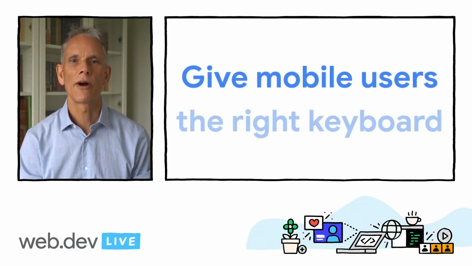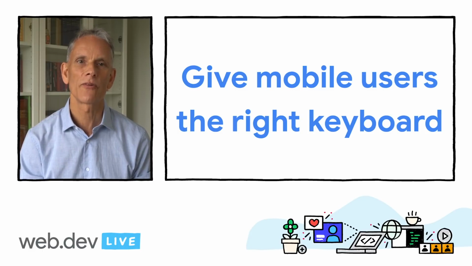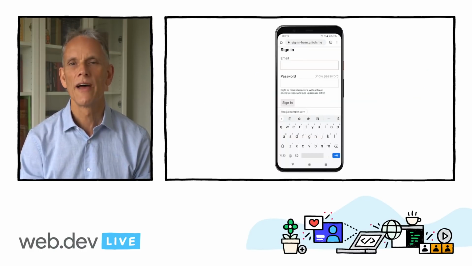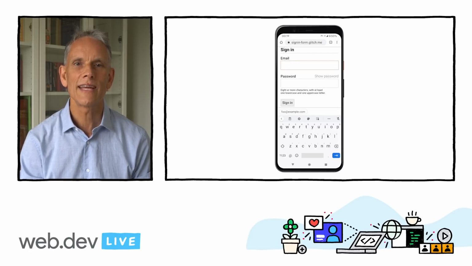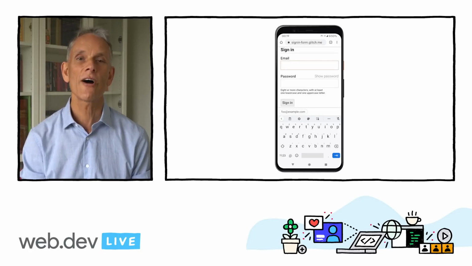As I'll show you, browsers also use the name and ID attributes to work out the role of form inputs. Use input type equals email to give mobile users an appropriate keyboard and enable basic built-in email address validation by the browser. Again, no JavaScript required.